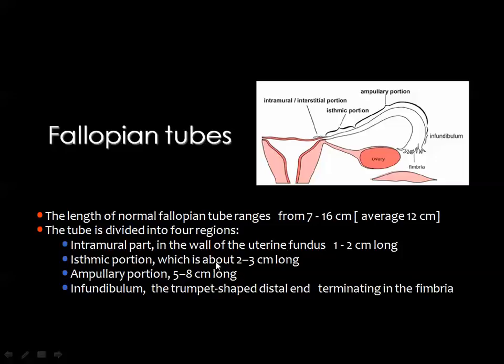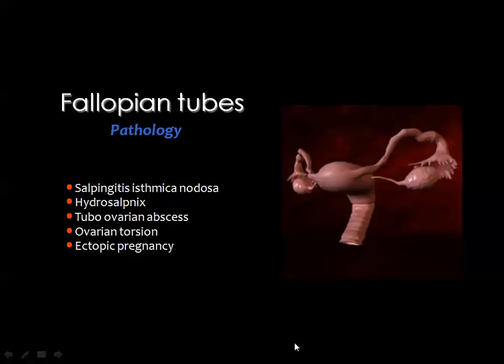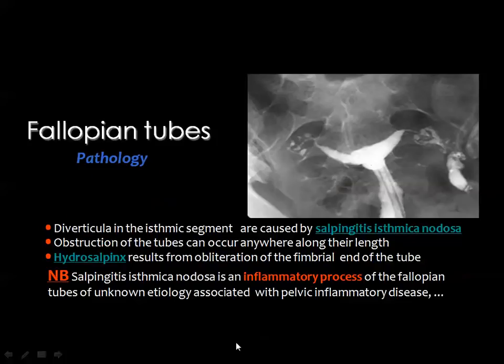The isthmic portion, which is the second segment, measuring about 2 to 3 centimeter. Then the ampullary portion, which is the largest one or the longest one, measuring about 5 to 8 centimeter. Then the infundibulum, which is closely related to the ovary. Lesions affecting the fallopian tubes include salpingitis isthmica nodosa, hydrosalpinx, tubo-ovarian abscesses, ovarian torsion, and ectopic pregnancy.